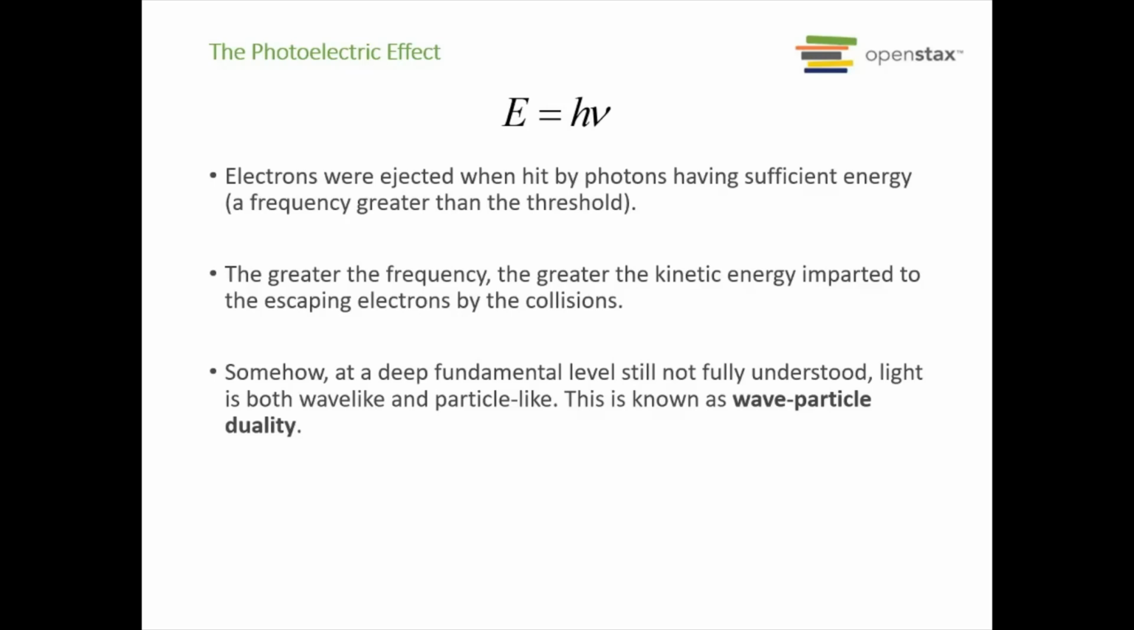Then going back to E equals h nu. Sorry, that should be h nu. Yeah, it's h nu. Okay. Electrons are emitted when hit by photons with enough energy. So it needs to have enough energy, greater than some minimum energy, to get them to take off. The greater the frequency, the greater the kinetic energy, so the greater the motion, that's given to the escaping electrons when they collide. So when that photon hits the electron, if it has a higher frequency, it's able to give more energy to the electron for it to take off.